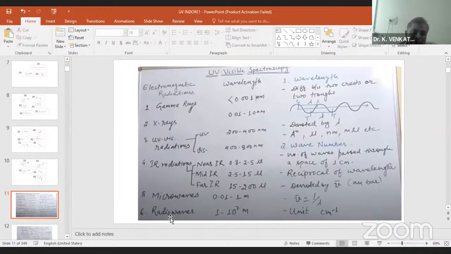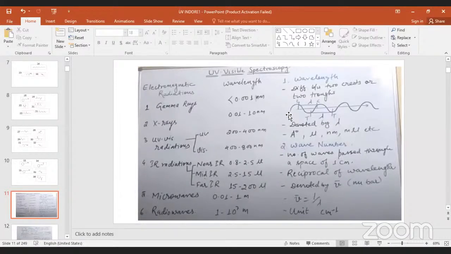When the wavelength is higher, the energy is very low. So energy is inversely proportional to wavelength. That point is very, very important. The energy is inversely proportional to wavelength. So what is the wavelength?